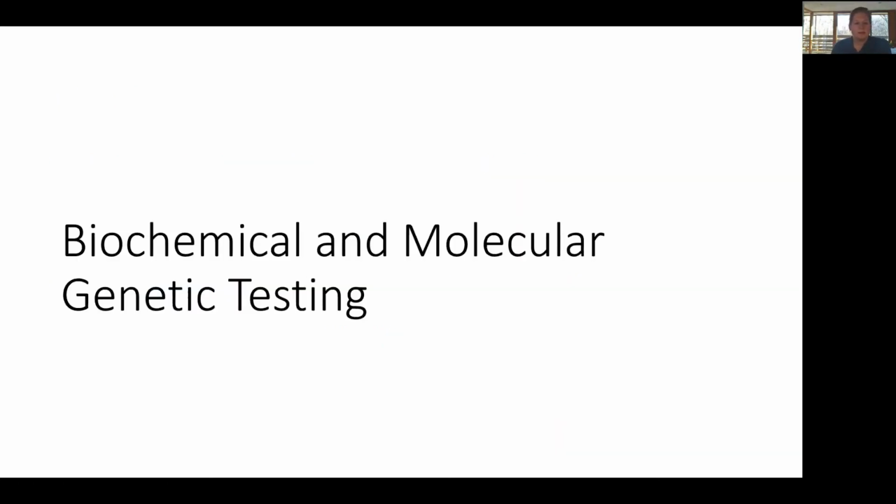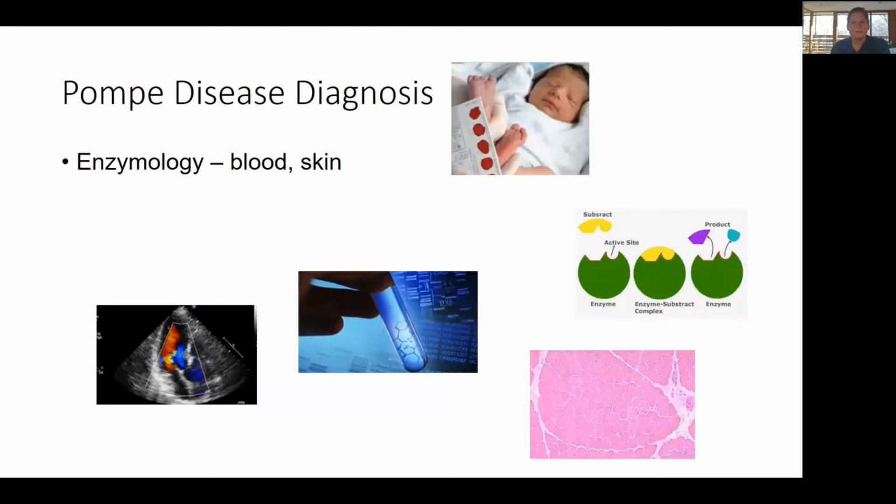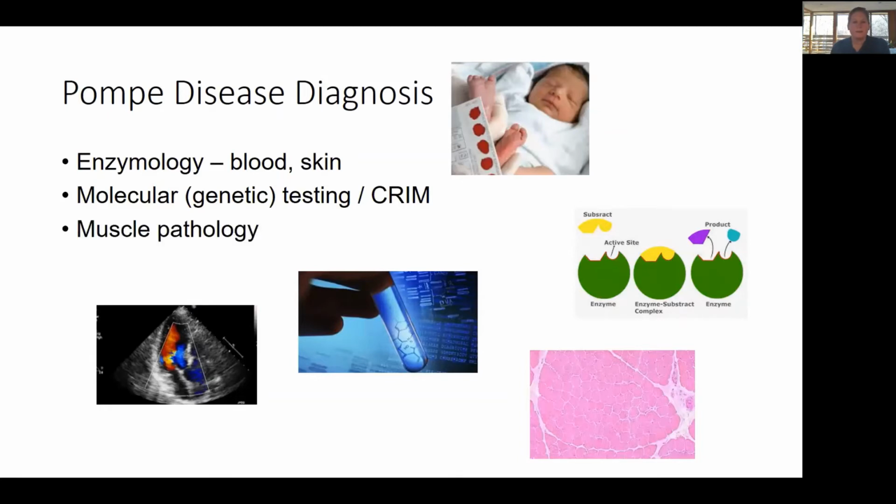So let's switch over now to diagnosis and confirmation of diagnosis with biochemical and molecular genetic testing. There's a few different ways that we confirm a diagnosis of Pompe disease. One is enzymology on blood or skin, molecular, which is genetic testing, and this also gives us information about CRIM status. Muscle pathology is often looked at, especially in later onset adult cases. And then labs and biomarkers also give us some information about a diagnosis of Pompe disease.